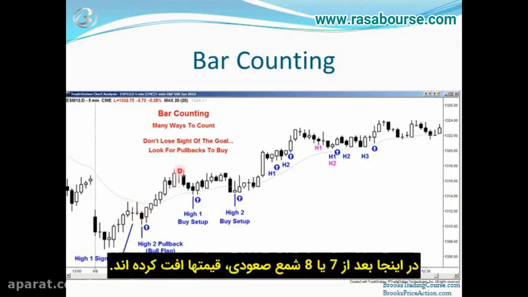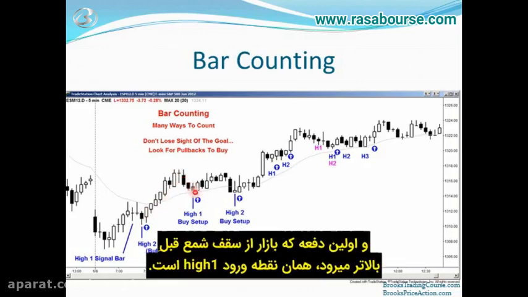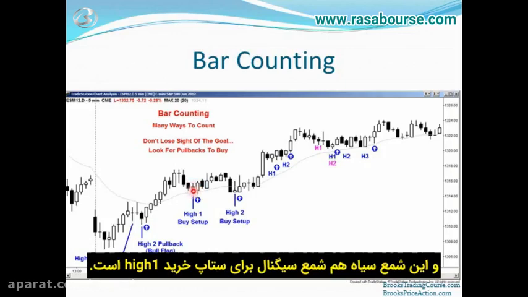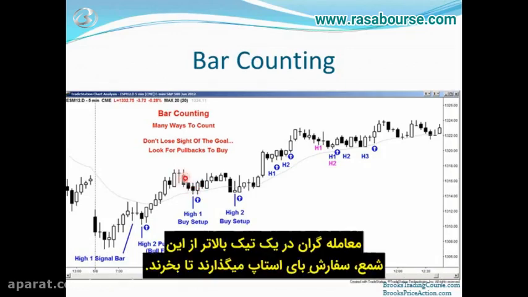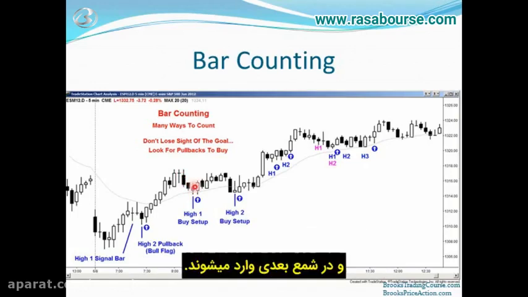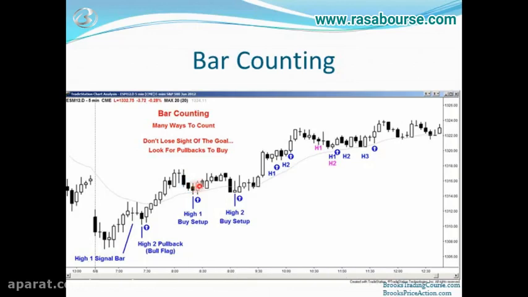Here we sold off after 7 or 8 bars up, and the first time the market goes above the high of the prior bar is a high 1 entry. So this bull bar is a high 1 entry, and this is the high 1 buy signal bar. As the market's selling off, traders will place a buy stop to go long 1 tick above this bar, and then 1 tick above this bar, and then they get filled on this bar.